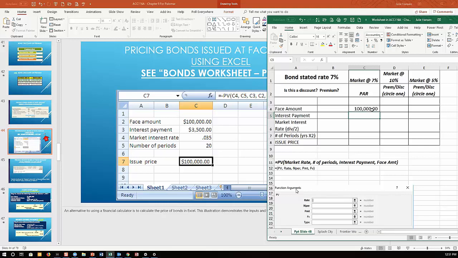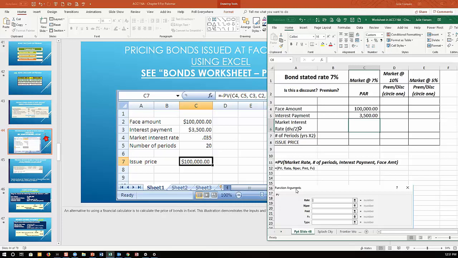The interest payments are simply the face amount of the bond times the interest rate. In this case, it's 7%. Do you see the bond stated rate is 7? And then how often do I pay that? I pay that semi-annually, so I'm going to divide that by 2, and that's how I get my interest payment.